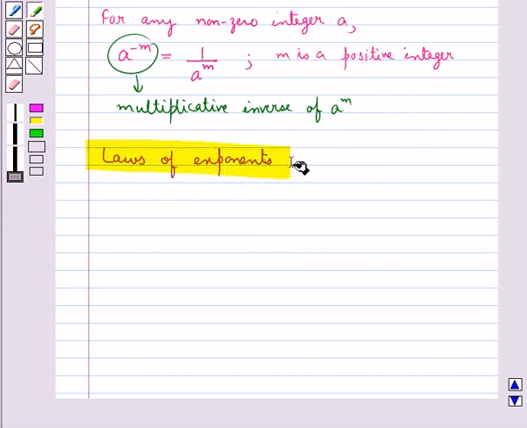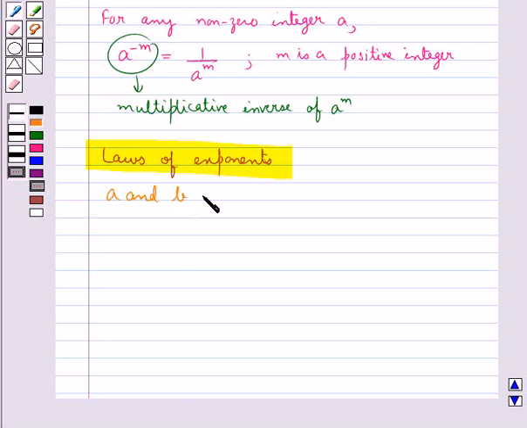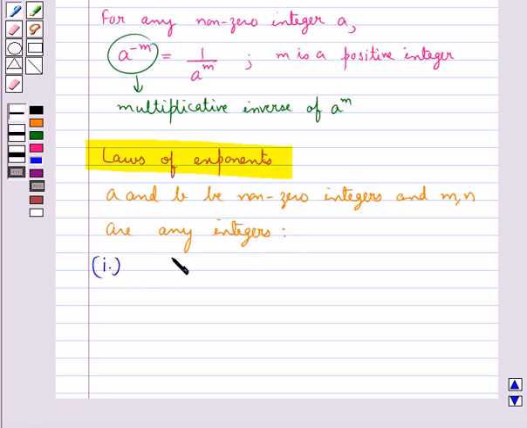Next, we shall discuss laws of exponents. We take a and b to be non-zero integers, and m and n are any integers. Then we have the following laws of exponents, according to which a to the power m multiplied by a to the power n is equal to a to the power m plus n. Then the next law is a to the power m upon a to the power n is equal to a to the power m minus n.